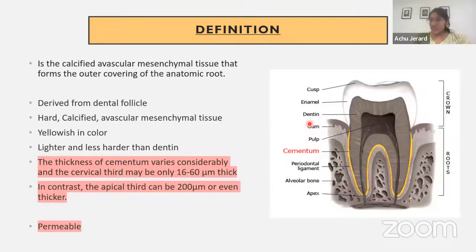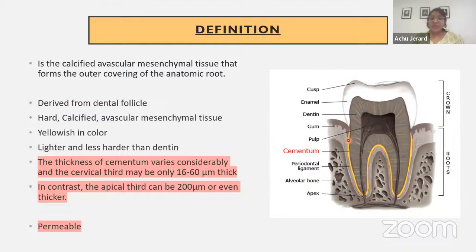So, and also age changes in cementum. When the PDL was a highly cellular and highly vascular component of the periodontium, the cementum is an avascular component, a mesenchymal tissue. It's a calcified avascular tissue that surrounds the root of the tooth.